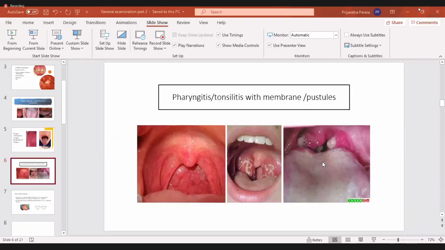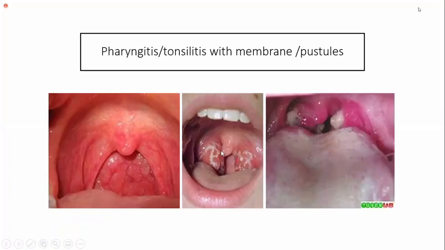Can you move on? Okay. Excuse me, sir. In tonsillitis, in the second picture, why is there a membrane-like thing? That's exudate, thick exudate, forming over the tonsils. Inflammation causes exudate on the tonsil, and that's what is called the membrane. Pustule, basically, is a well demarcated patch.